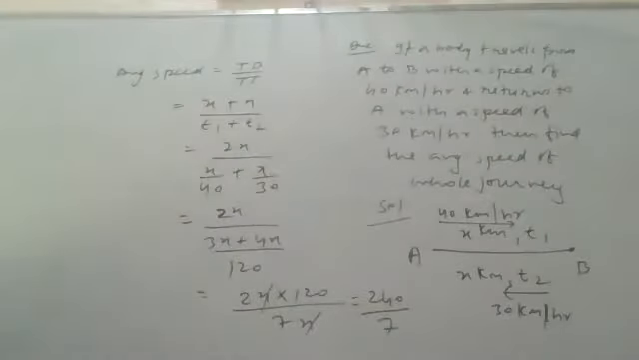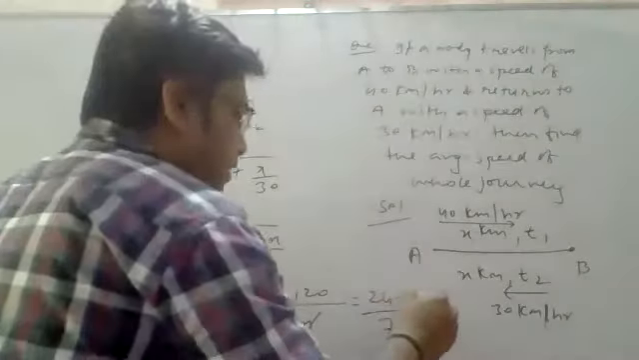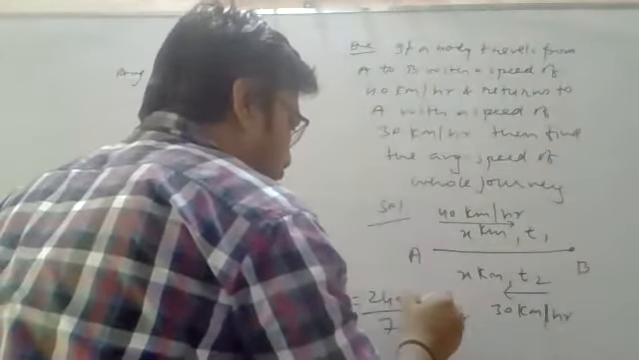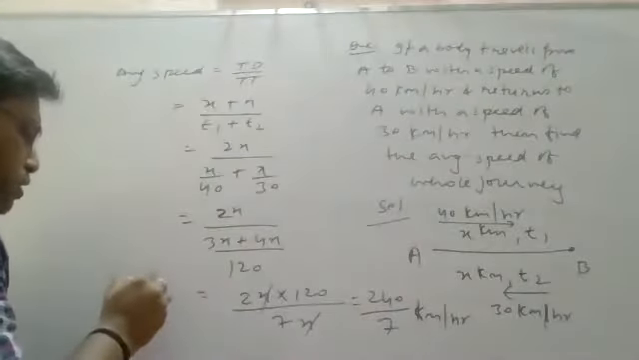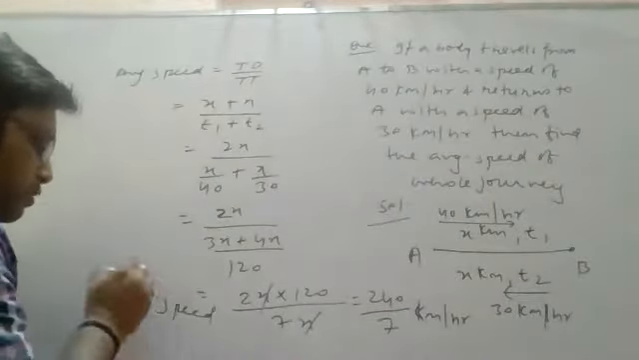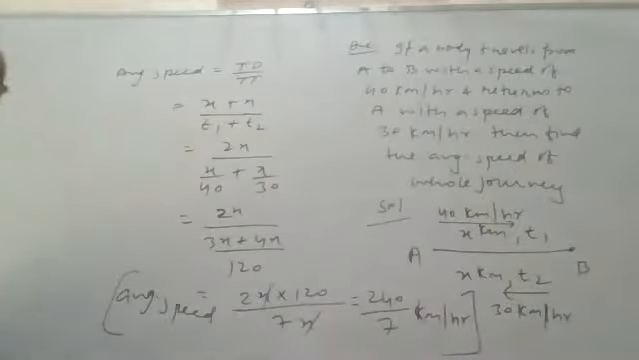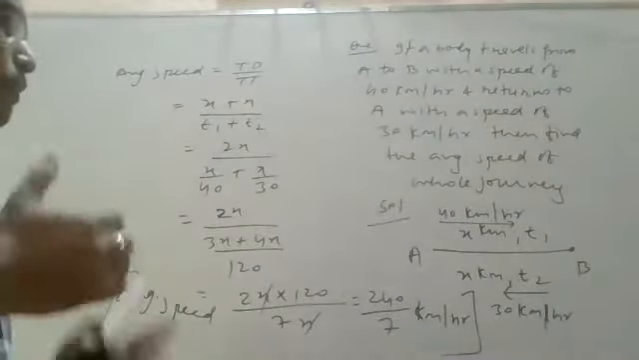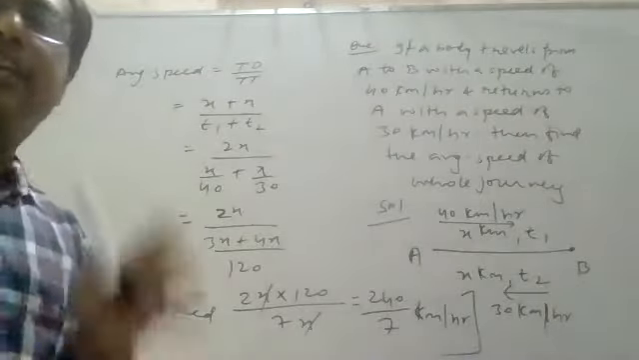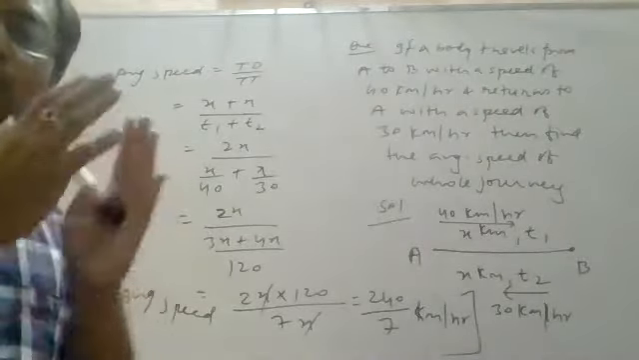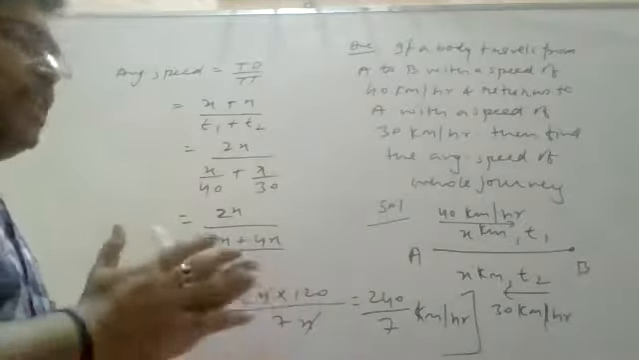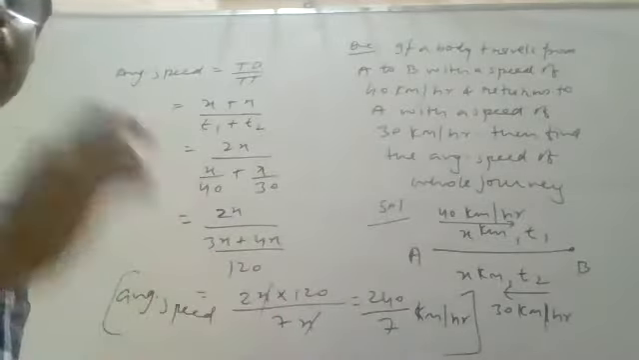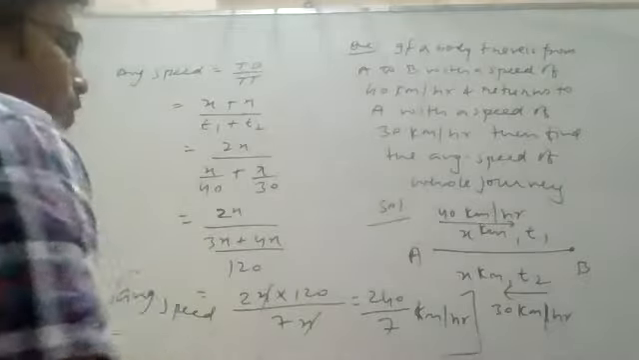240 by 7 kilometers per hour. This is the unit, and this is right. This is my average speed. Now, if we want, you can convert this into a decimal, because we always try to give the final answer in decimal places. Don't leave the final answer as a fraction. Convert this into a decimal.